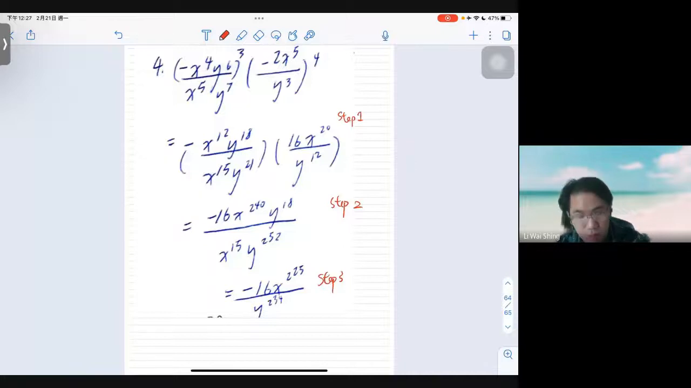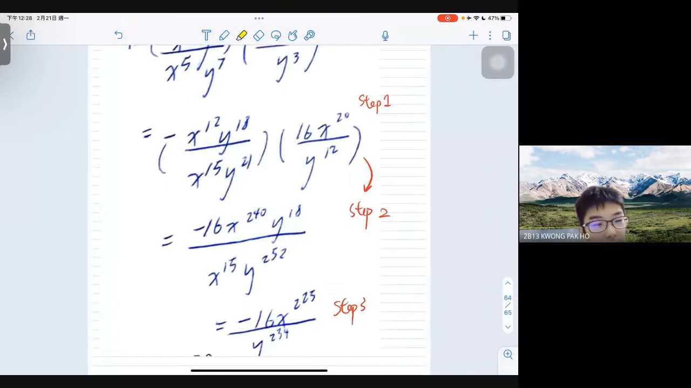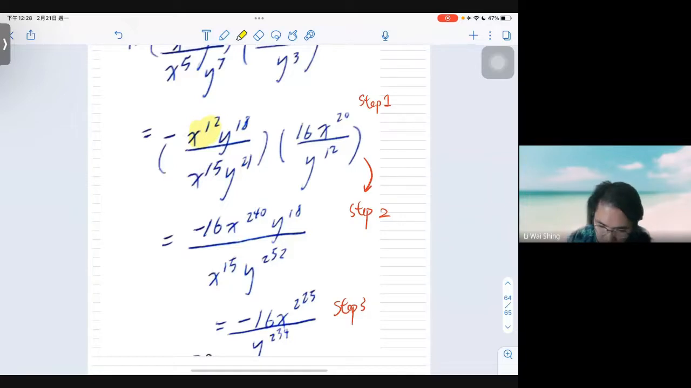Okay, so can anyone tell me which step has some mistakes? Yes? Kyle, could you tell me from step 1 to step 2, what is the mistake and what should be the correct answer? The student multiplied the powers, but it should be added together instead of multiplied. Okay, so can you tell me what should be the power of x?